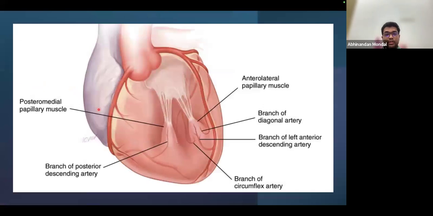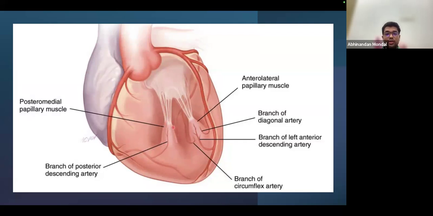So we have to remember the blood supply of our papillary muscles. The anterior papillary muscle receives blood supply from two sources: a branch of the circumflex artery and a branch of the left anterior descending artery, the diagonal artery. Whereas your posterior medial papillary muscle receives blood supply from only a single source, which is a branch of the posterior descending artery. Therefore, this posterior medial papillary muscle is more prone to injury and also more prone to ischemia.